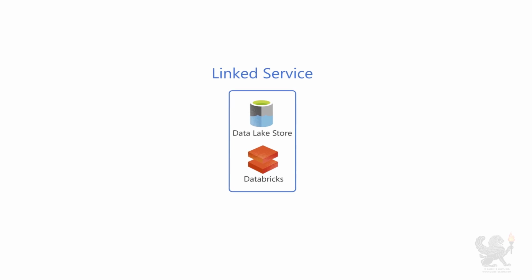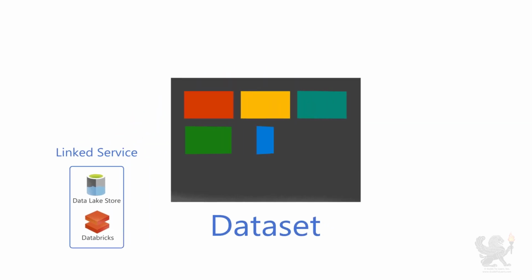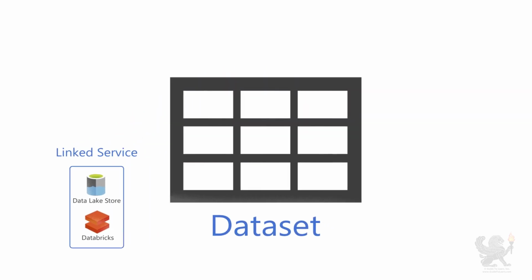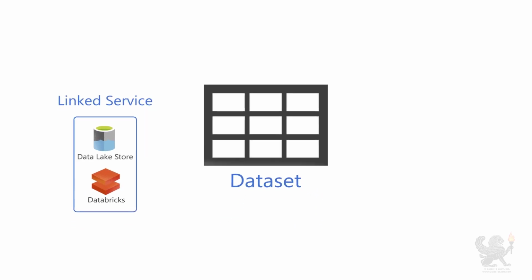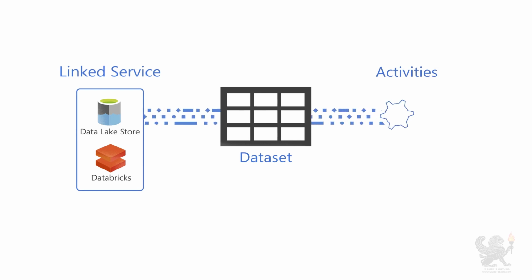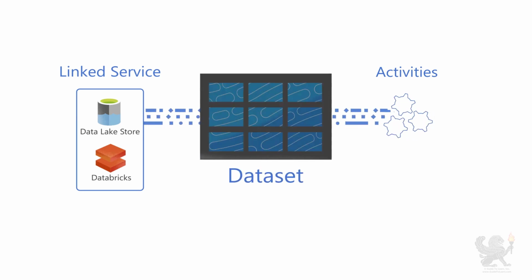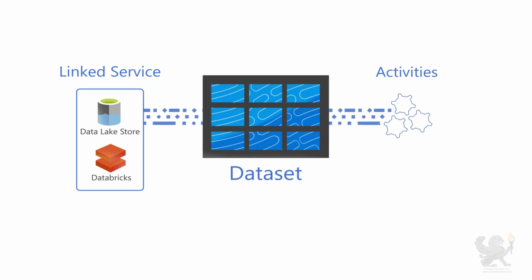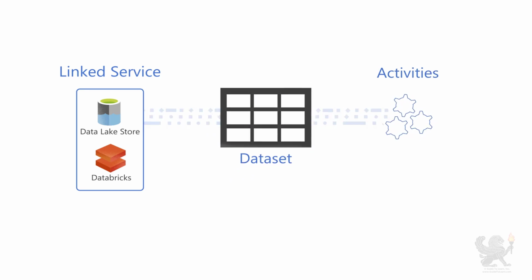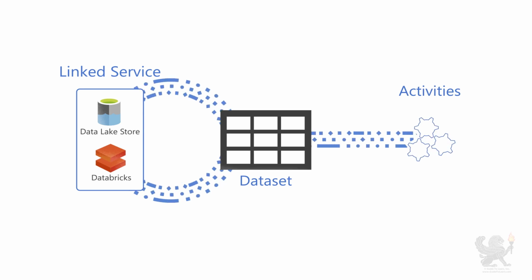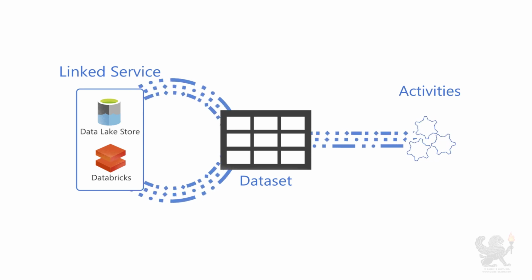With this defined, you can then create datasets, which is a named view of data that simply points or references the data within a linked service. Data typically flows from the datasets within a linked service into activities. Activities enable you to perform an action on the data, such as copying the data or using the data in a compute resource. You can have one activity, but it is typical that you perform multiple activities on the data.